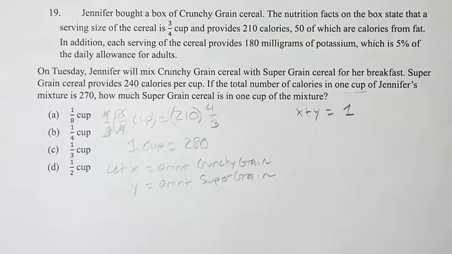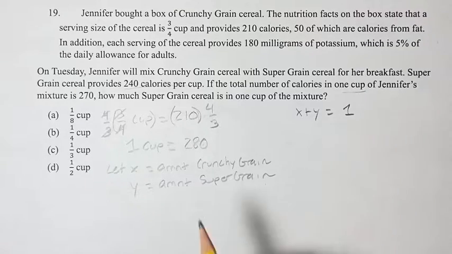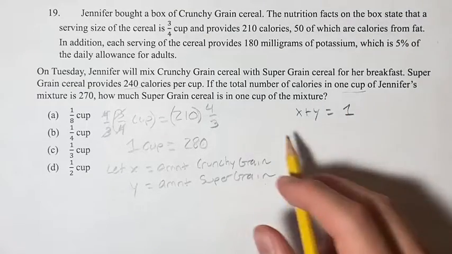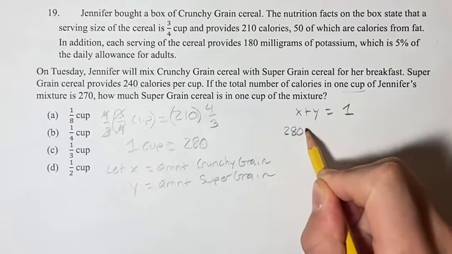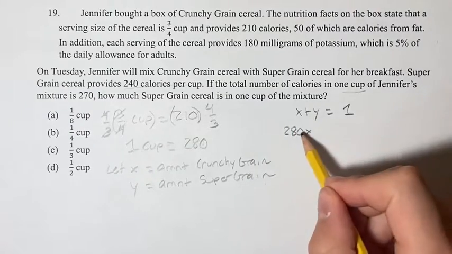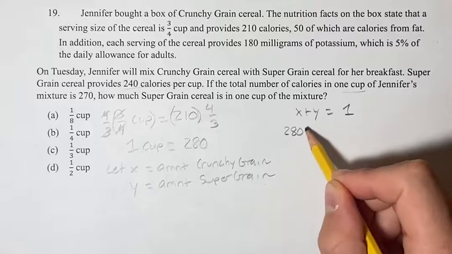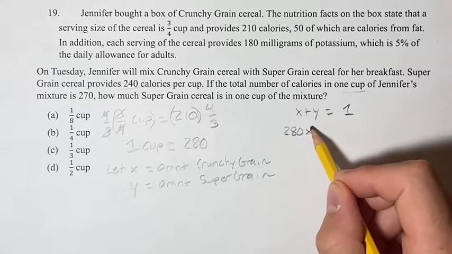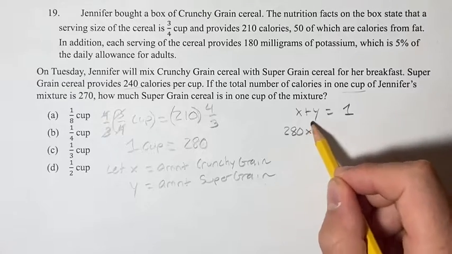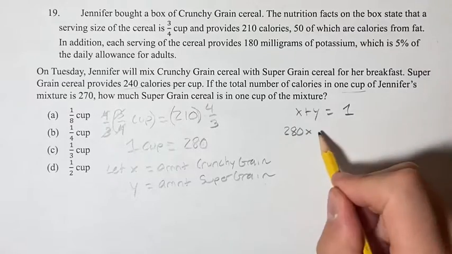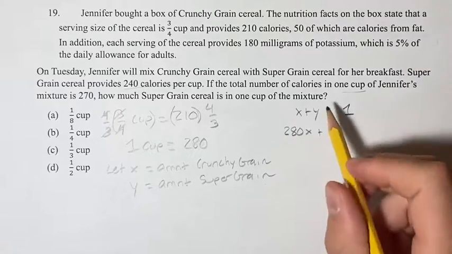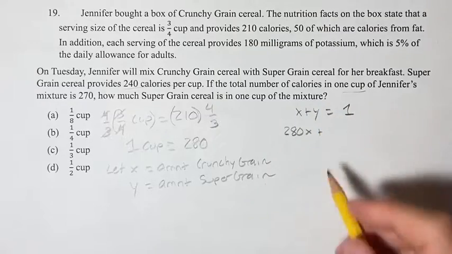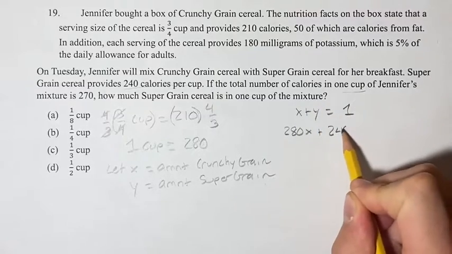Then if we're looking at the calories, if crunchy grain provides 280 calories per cup, then the calories provided in this mixture is 280 times X. So if it was all crunchy grain cereal, this would be a 1 and it would be 280 calories. If it was half and half, this would be 280 times 1/2, and so on. Same thing here, the amount of calories provided by the super grain cereal is 240 times Y.